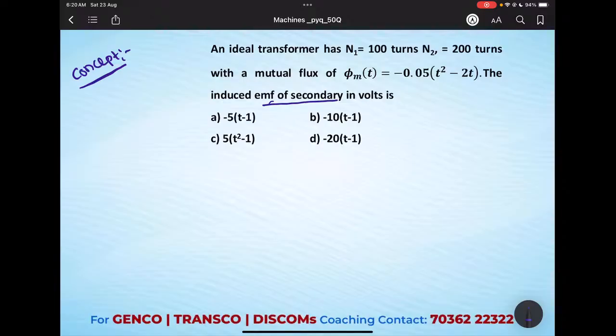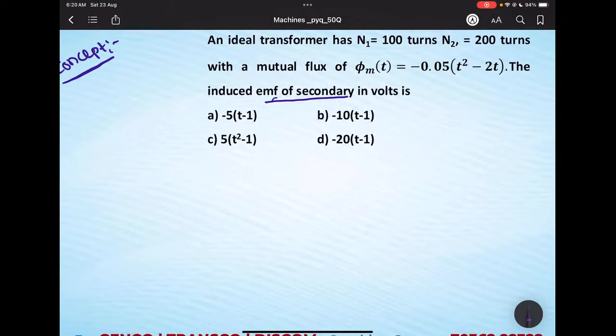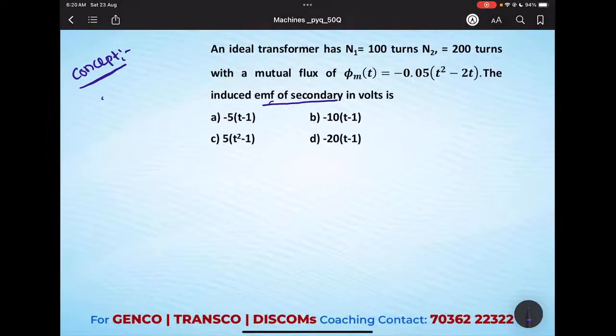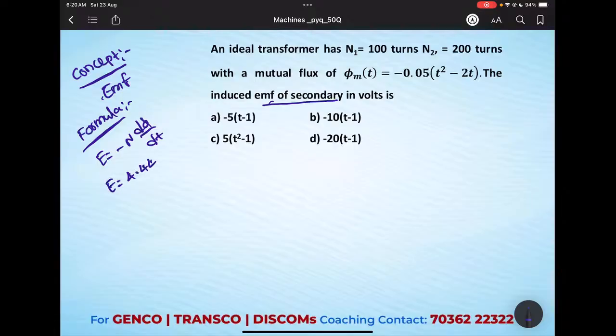We have multiple formulas in a transformer for calculation of EMF, but based on the given data, we need to identify which is the suitable formula. Our concept is calculation of EMF. What are the formulas we know? The induced EMF E is equal to minus N d phi by dt. Another is E is equal to 4.44 phi f T. But as per the given data, the suitable formula is the first one.